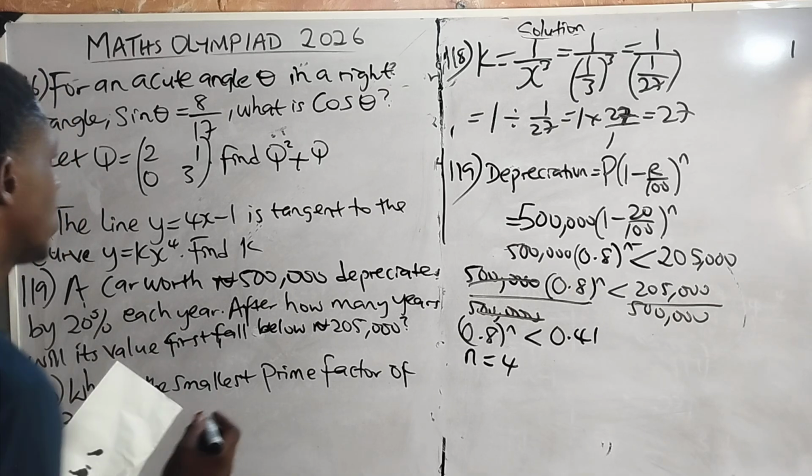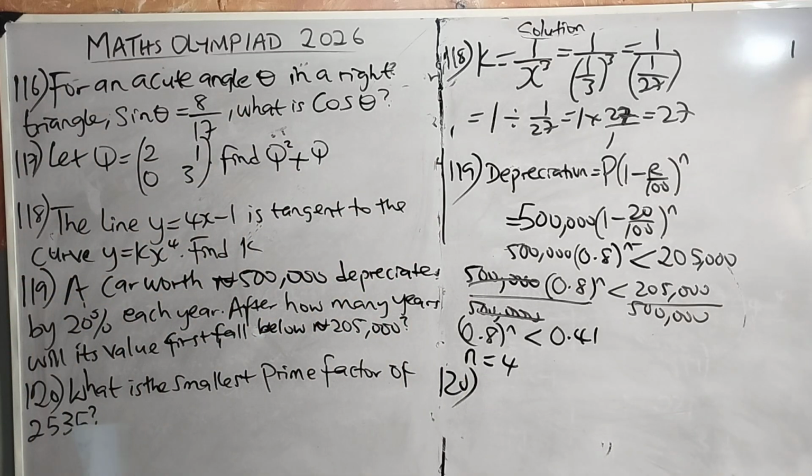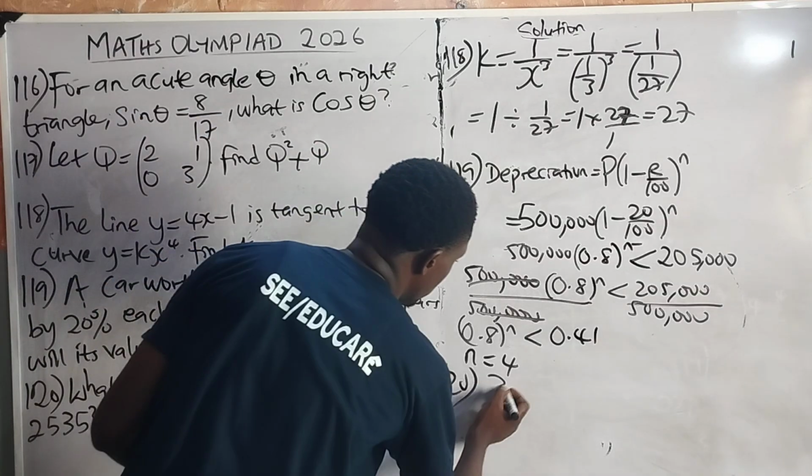Let's go to the last question, which is 120. What is the smallest prime factor of 2535? Based on the options given to us, the smallest prime factor there is 3.